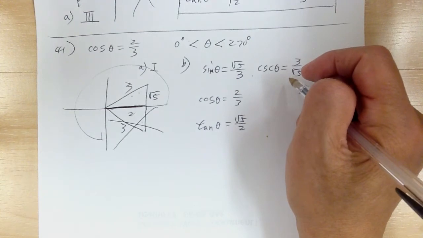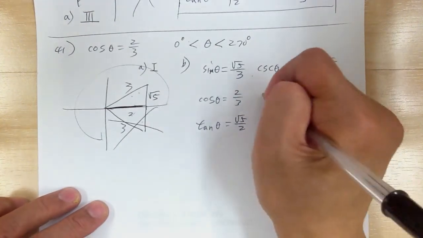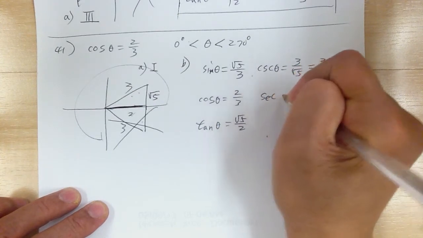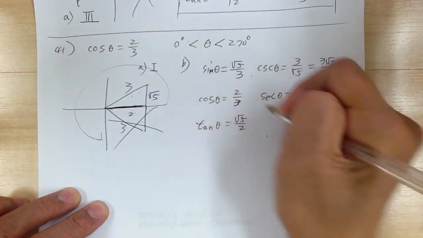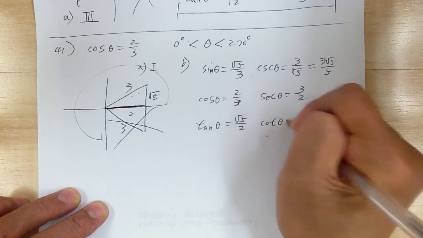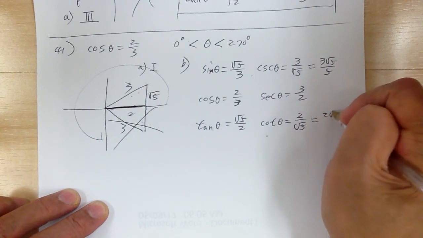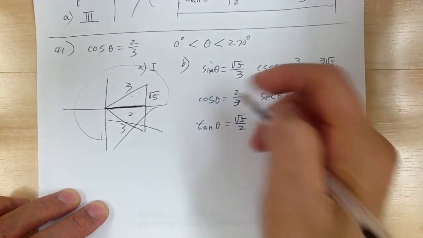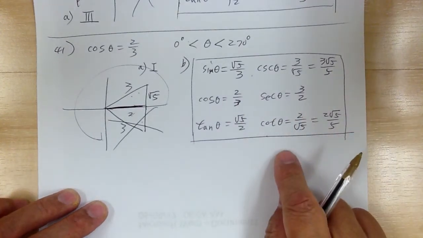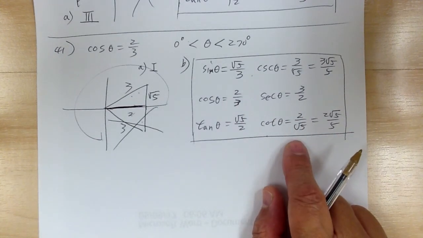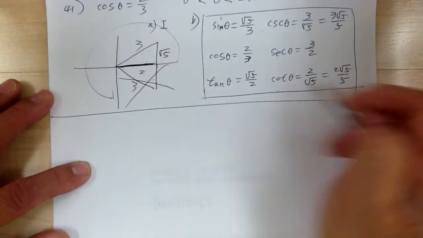Okay. And then the secant, you flip this upside down, you get 3 over 2. And the cotangent theta, you flip upside down, you get 2 over square root of 5. You simplify, you get 2 square root of 5 over 5. Okay, so this is number 41. Okay, let's do number 43.